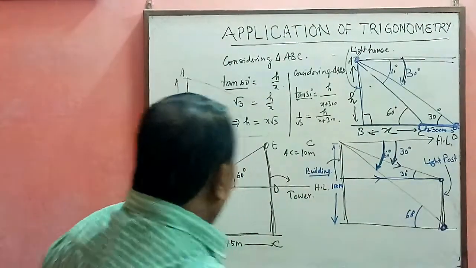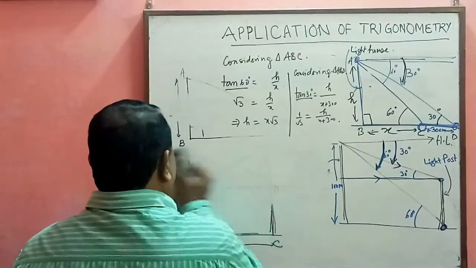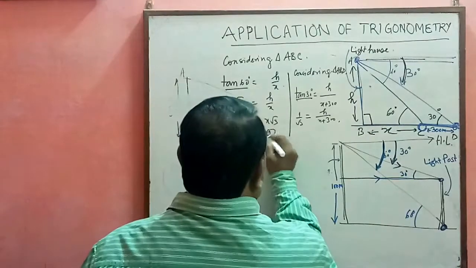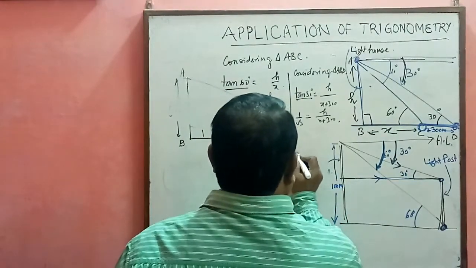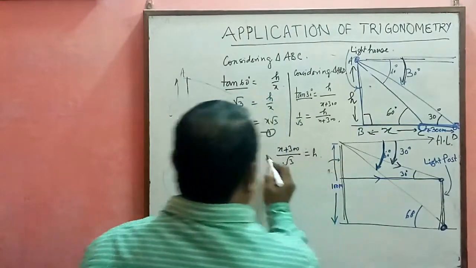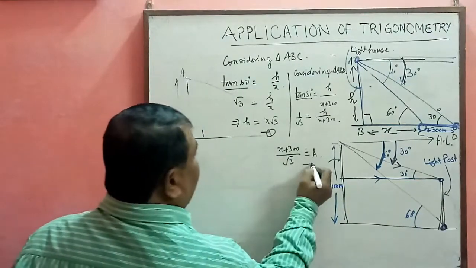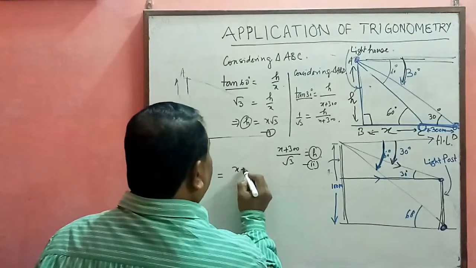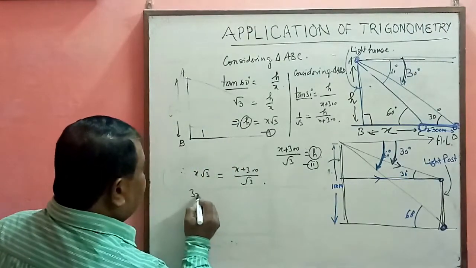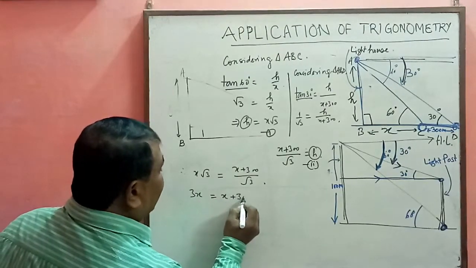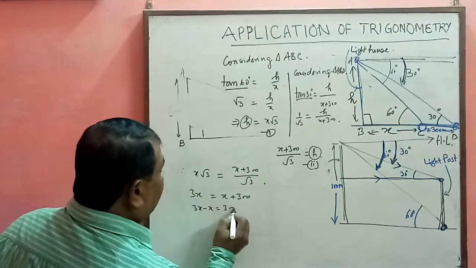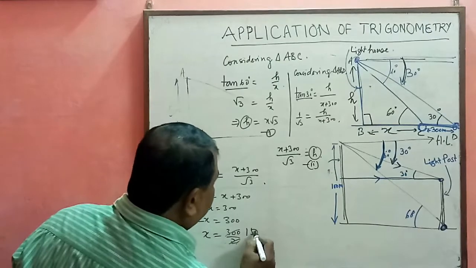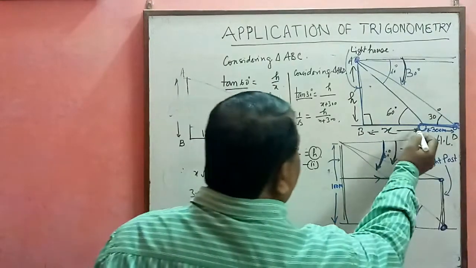Now we have this is number 1 and this is number 2. This is X plus 300 upon root 3 is equal to H. From 1 and 2, this is H and this is also H. So X root 3 equals X plus 300 upon root 3. This is 3X is equal to X plus 300. This is 3X minus X is equal to 300. This is 2X is equal to 300. X is equal to 300 upon 2. This is 150 meter. So now we have got X is equal to 150 meter.